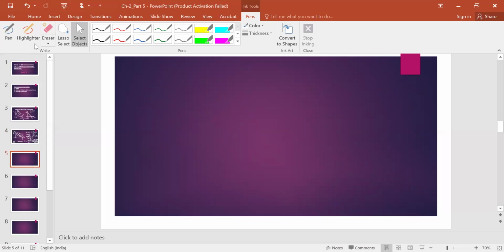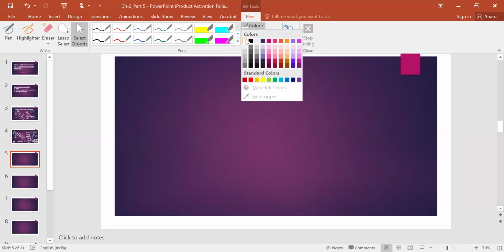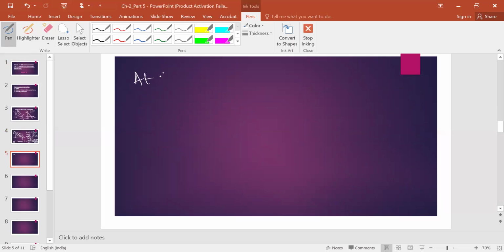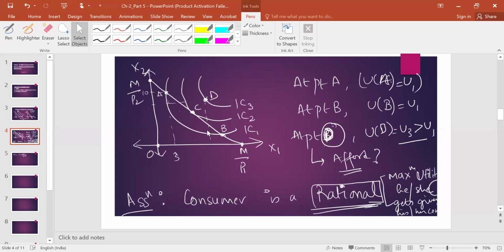So now the question comes, there's also another point, that's point C. Okay. At point C, what happens? Is he consuming? Is he spending entire income? Yes, entire income is spent. Correct. Are we moving to the higher indifference curves? Yes. Why not? We are moving to the higher indifference curve, IC2.